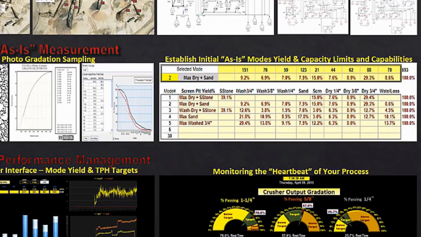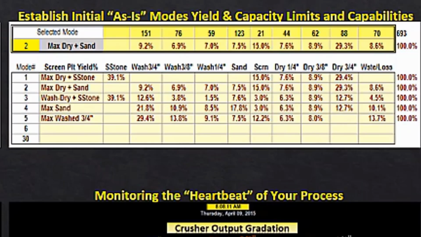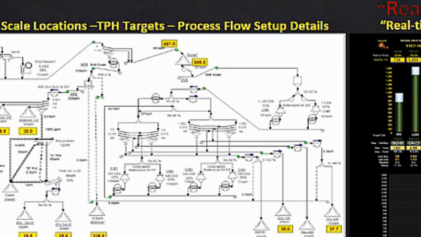With this information, we can now accurately establish valid process rate and yield capabilities, and begin to look for process bottlenecks that can be relieved to improve results.